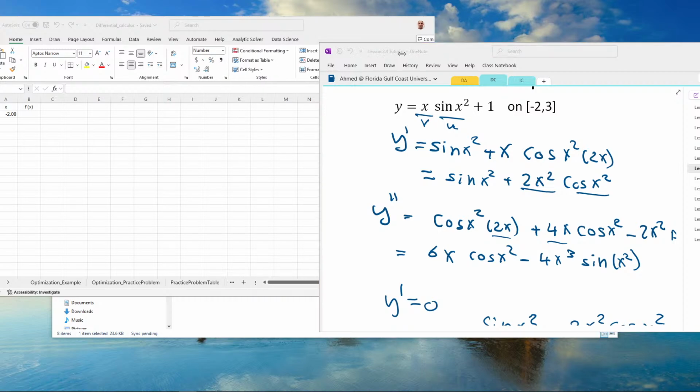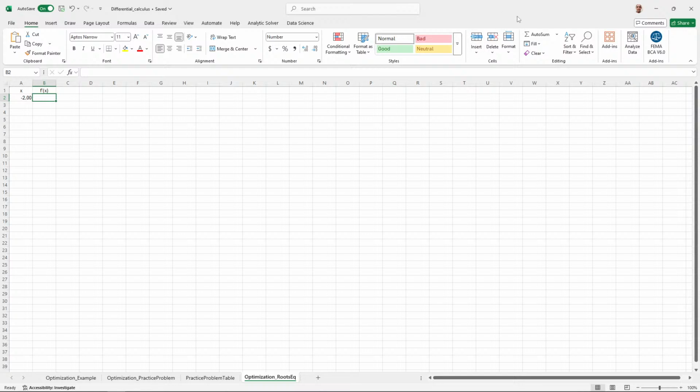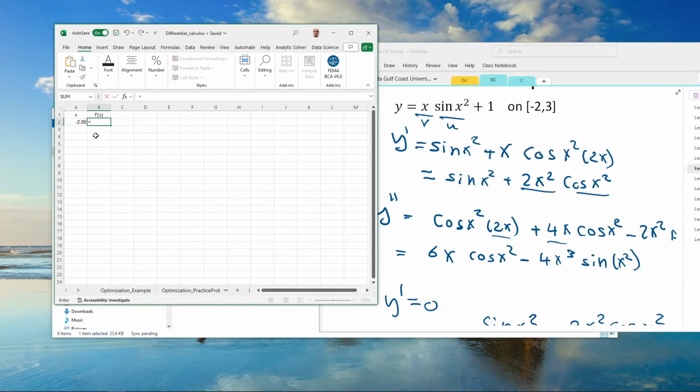So that is equal to sine, this guy squared, like I'm typing this equation, plus 2 times this guy to the power 2 times cosine this guy squared.